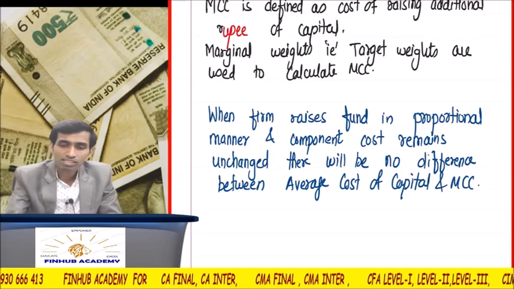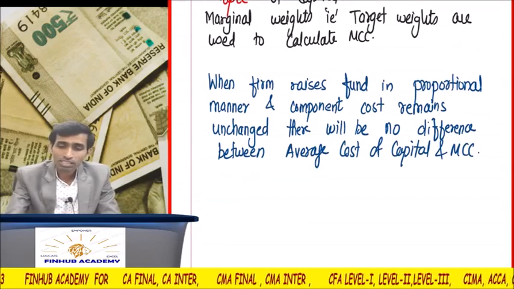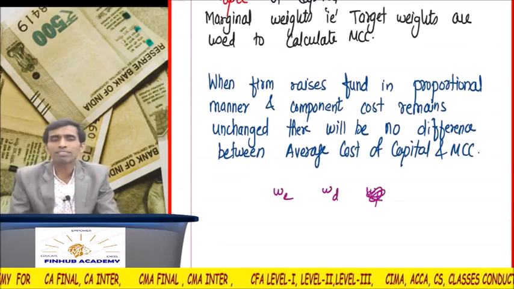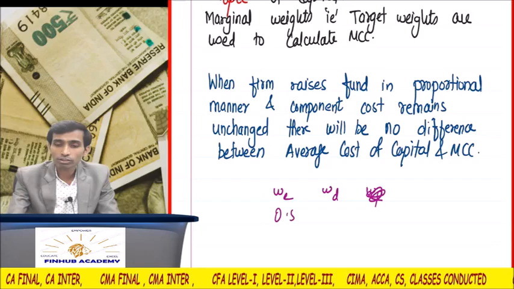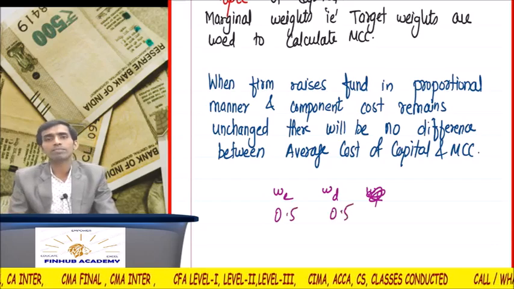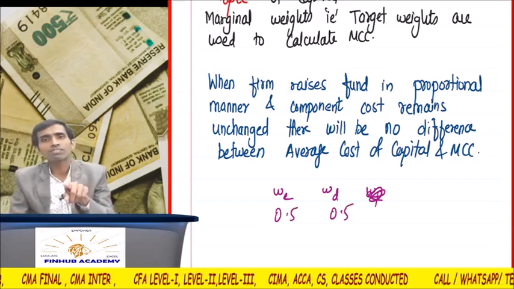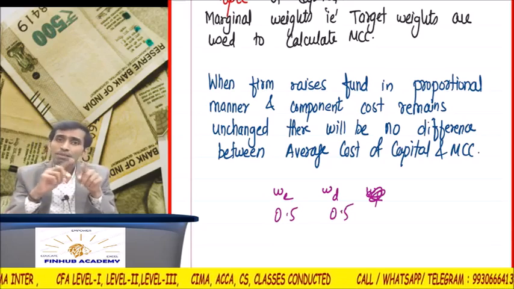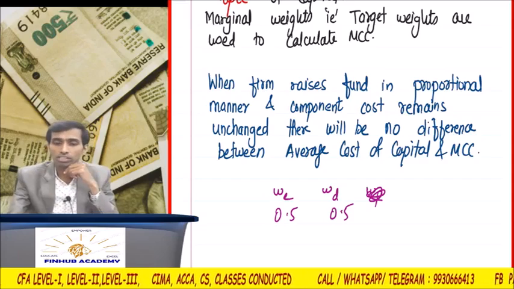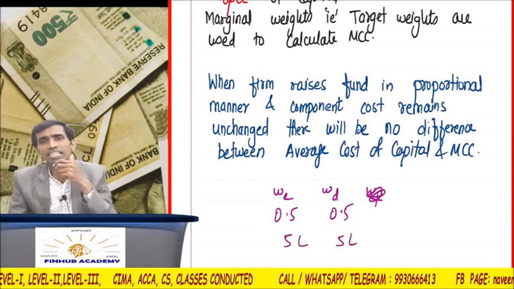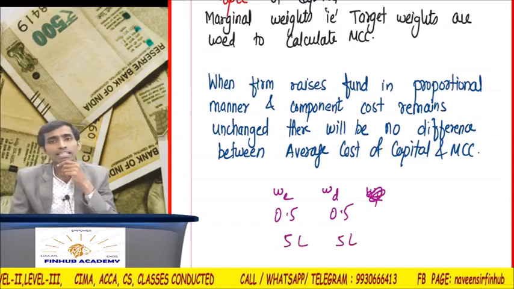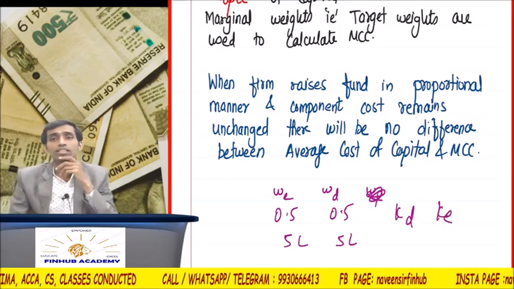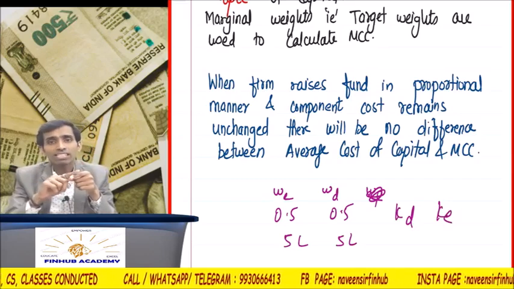Let's say your weight of equity, weight of debt, weight of preference, or ignore preference. Let's say the weight of equity was 50 and debt was 50. Understood? I am raising 10 lakhs, but I am raising in the same proportion. 5 lakh here, 5 lakh here. That means weight is same. Correct? Cost is also same. KD, KE, no change. That means whatever is the WACC is what?